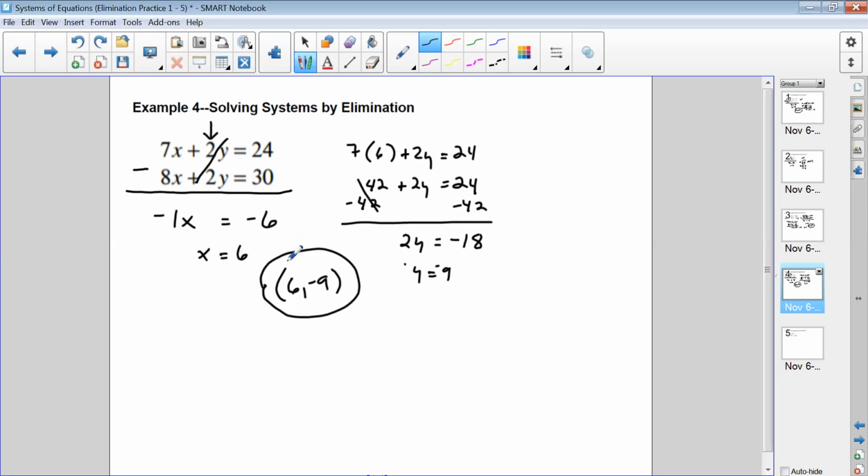Again, remember you can check by substituting 6 in for x, negative 9 in for y. The left side should equal 24. 6 in for x, negative 9 in for y. The left side should equal 30.